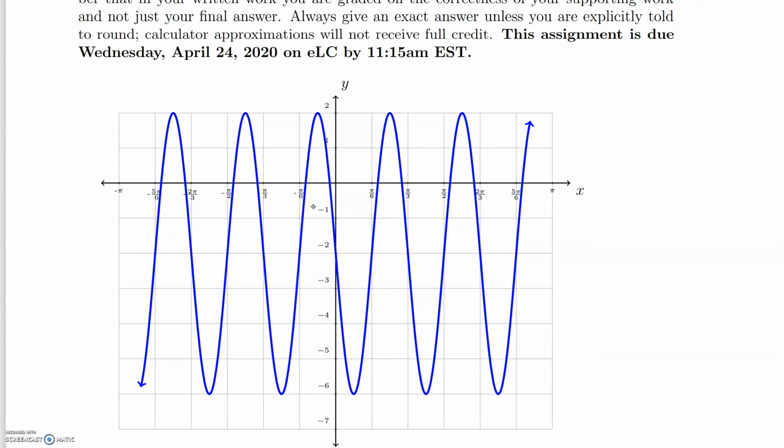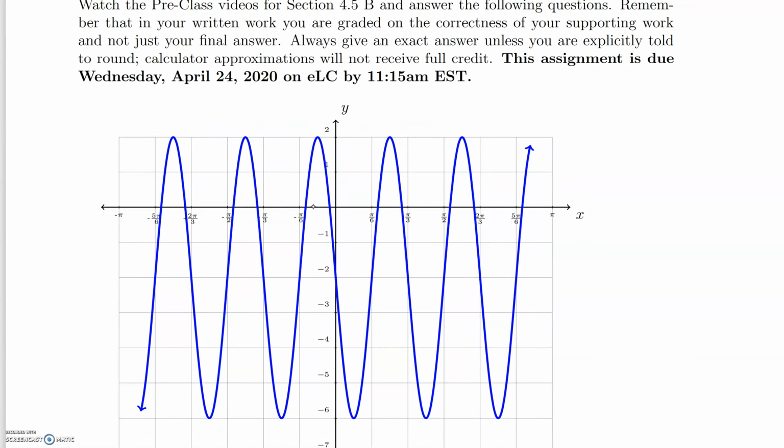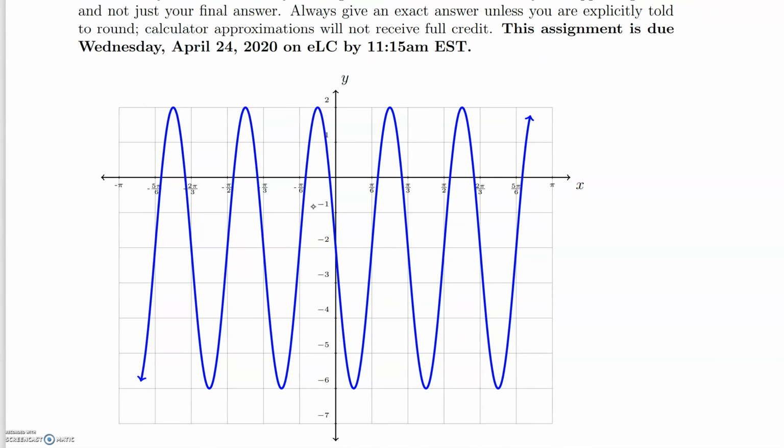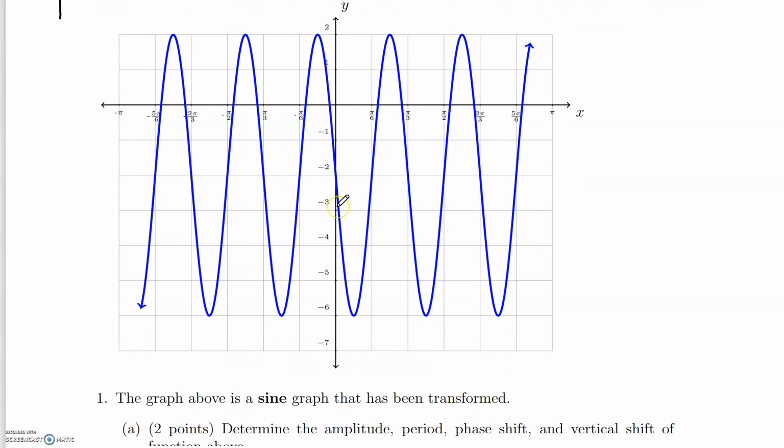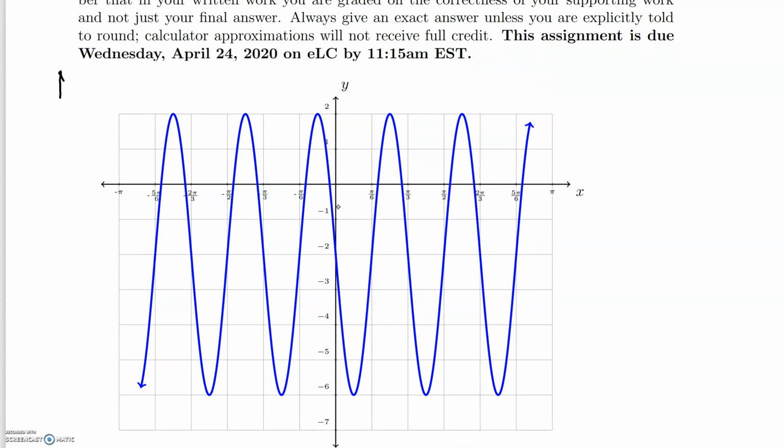It's a problem where instead of you being given the formula and asked to graph, you are given the graph and asked to find the formula. So in other words, we are given this picture that you see right here, and we want to find, as it says down here, the graph above is a sine graph that has been transformed. So we want to find the function a times sine(bx plus c) plus d that would give me this graph. So basically we need to find a, b, c, and d.